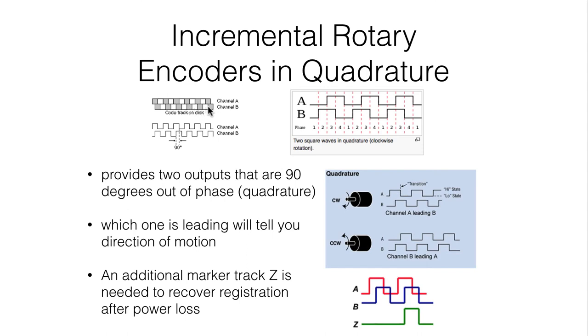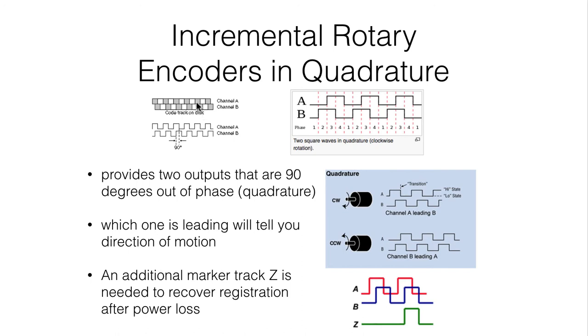This has the advantage that I can encode many more changes in one rotation of the disk. The disadvantage is that I don't get the absolute position information. I only get incremental information. So I know if I start here and three tracks went by, three cycles went by, then I had moved this far on the disk.